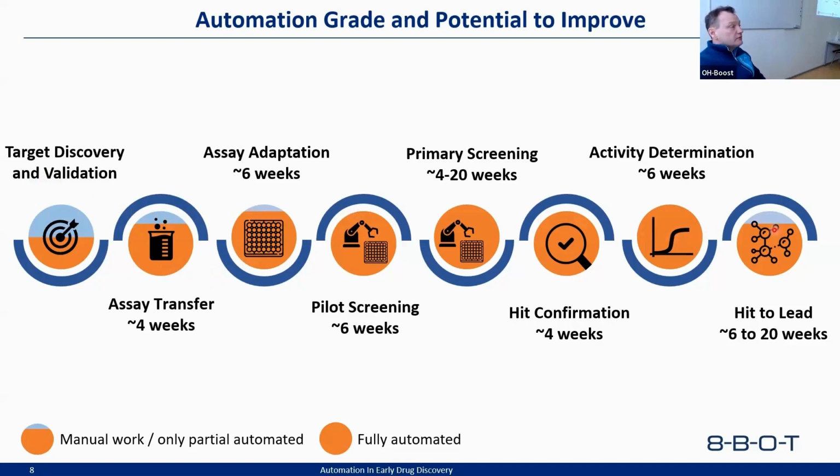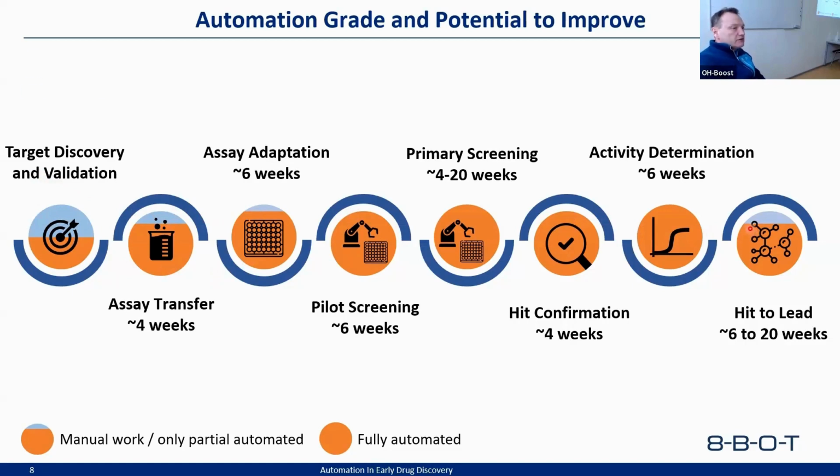Just at the end, in hit to lead, you could also have measurements that you cannot do in a high throughput way, or you do not want to do in a high throughput way, such as permeability or solubility, whatever. It could be good to do it by hand.